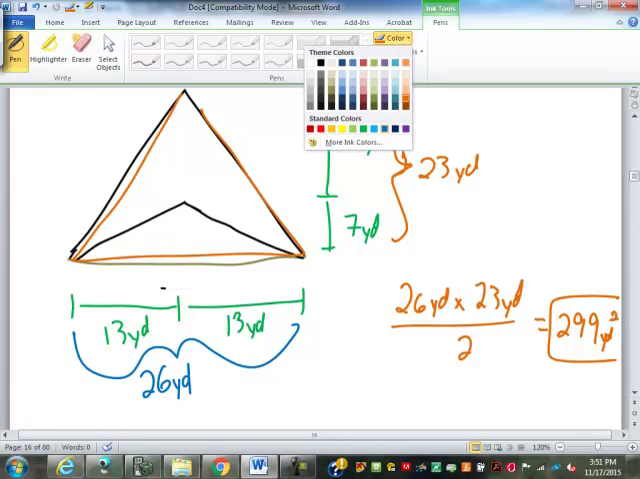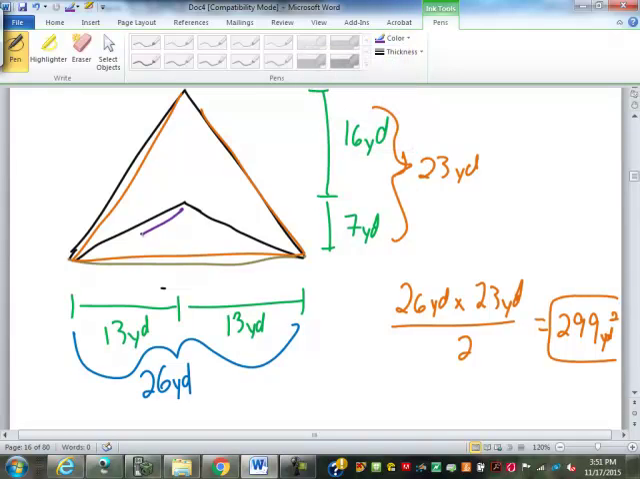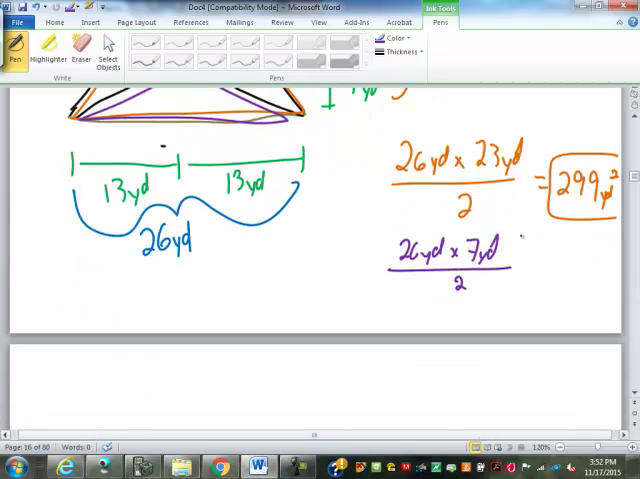Perfect. Next, we have this triangle. It's cut out because we don't have that whole brown triangle. We just have this up here. So we've got to cut out that purple triangle on bottom, which is 26 yards by 7 yards high, divided by 2, or 91 yards squared, correct? So we subtract, that gives us 208 yards squared.